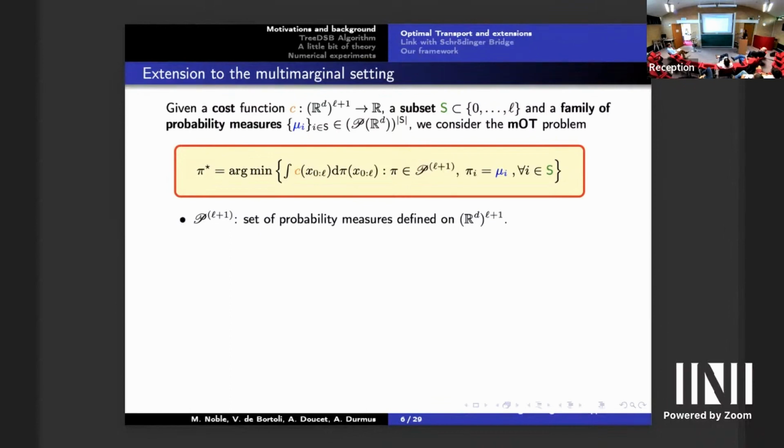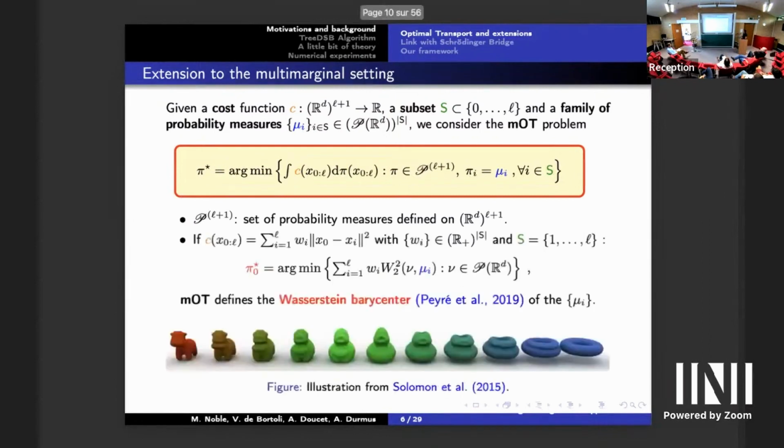And then you still want to minimize the expectation over a plan, but this time with the number of variables that you're considering. And it's the same problem. So you could consider, for example, still the quadratic cost, but this time it's more interesting to create some pairs along your variables. So if you consider this cost, which is simply a combination of a quadratic cost between one variable and the other one, so you have L variables, you end up with what we call Wasserstein Barycenter.